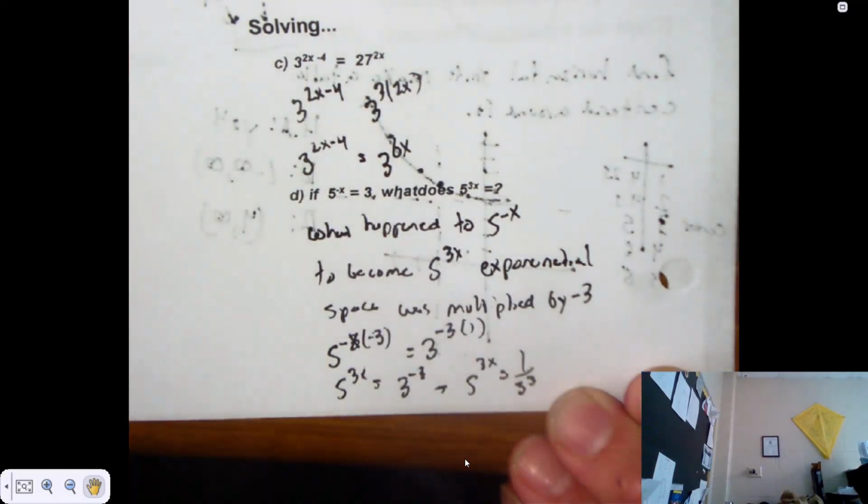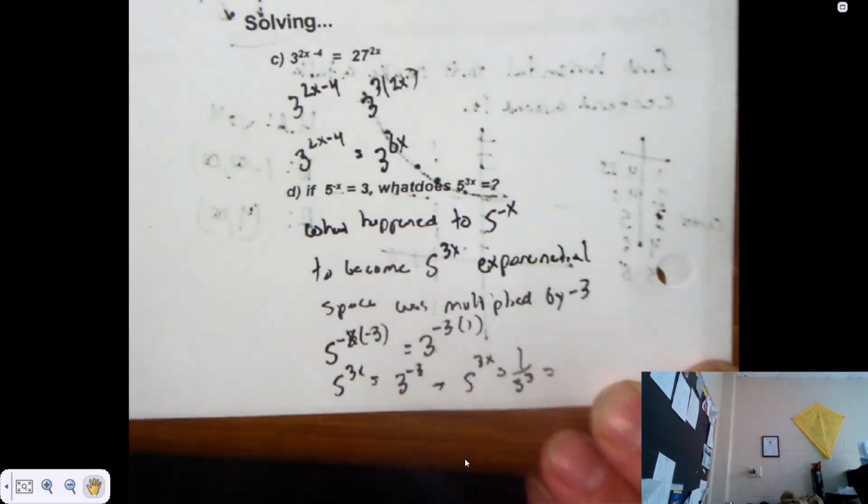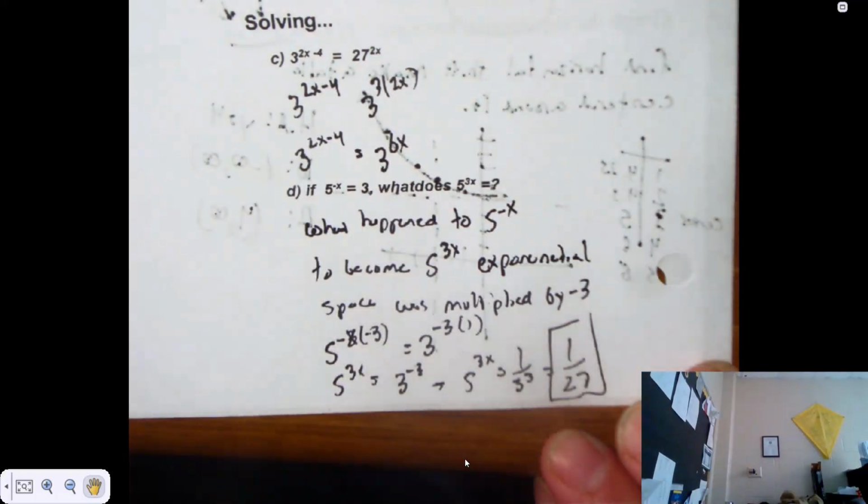So 5 to the 3x is equal to 1 over 3 cubed. What is 1 over 3 cubed? 3 times 3 times 3. 27. And that should be it.